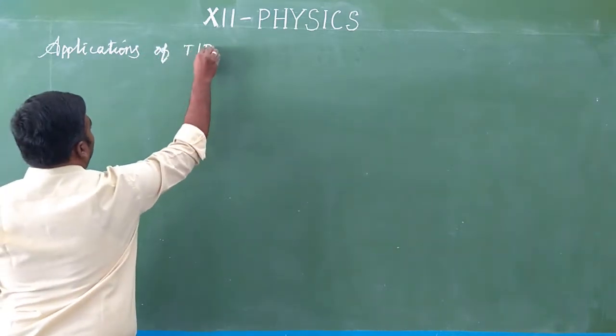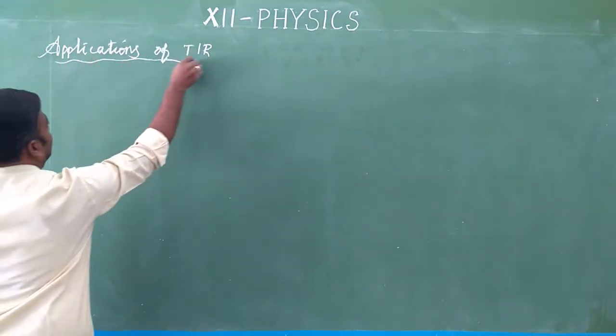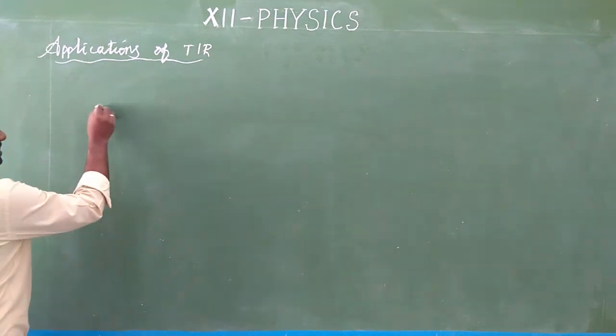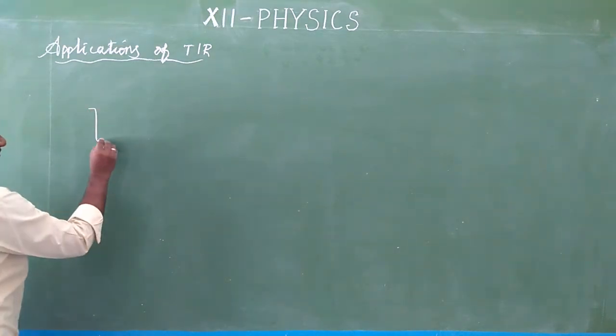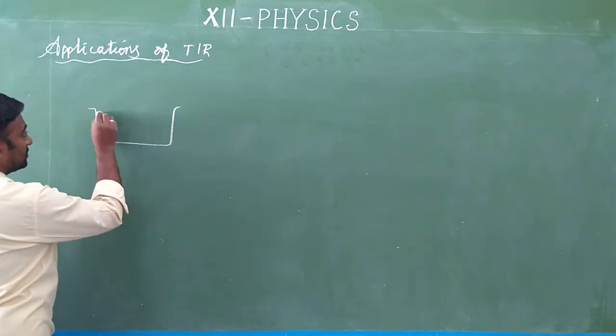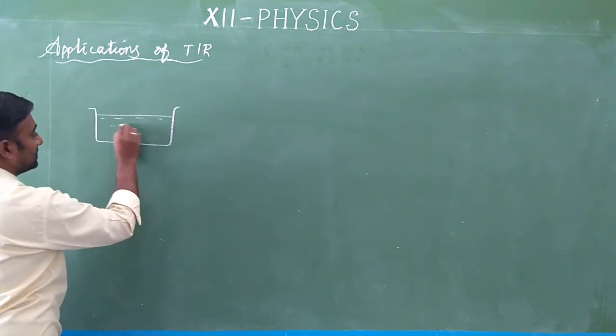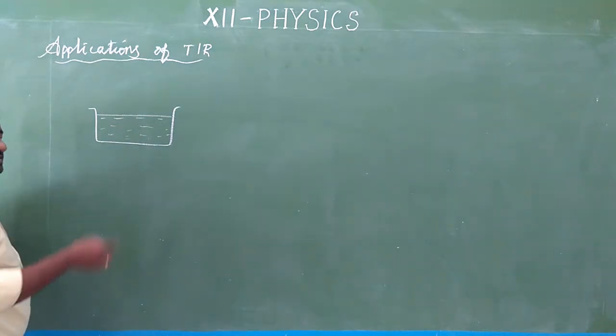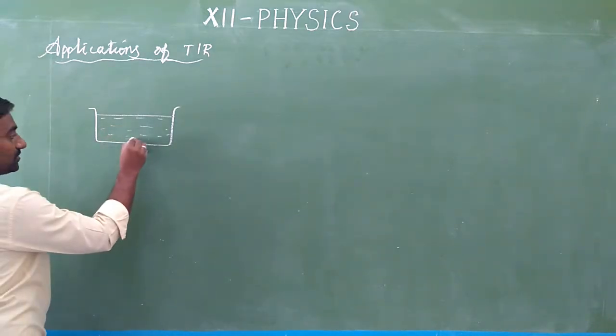Application of total internal reflection. For that, we can do a simple activity. Take water in a trough or beaker. Okay, so it contains water. Now mix some soap liquid in it. Just stir it well. You'll get the soap solution.